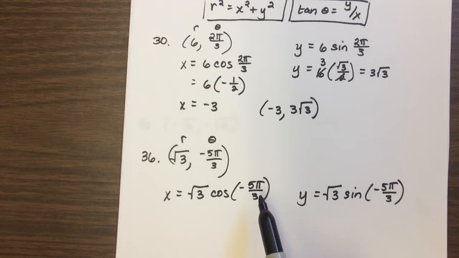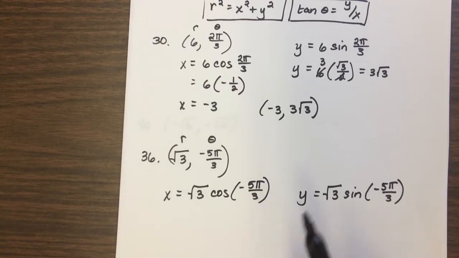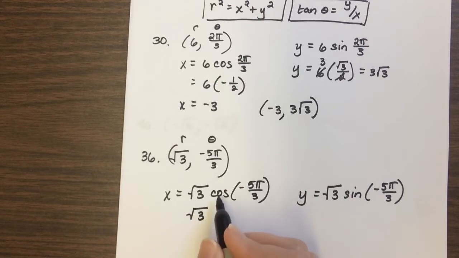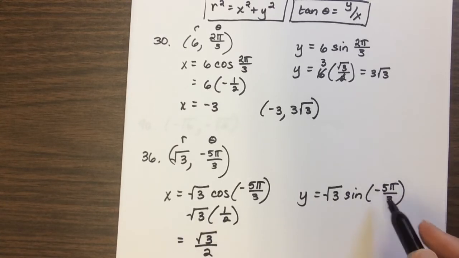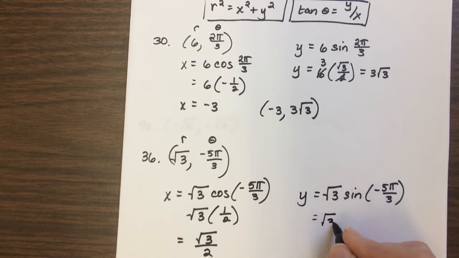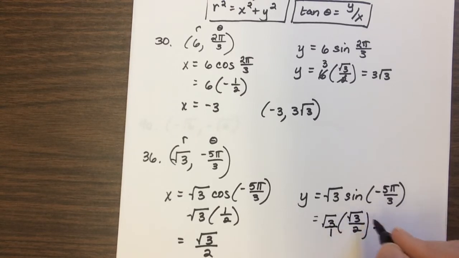So I'm visualizing this and thinking I'm going clockwise this direction, and if I went all the way around negative 5 pi over 3, I'd actually end up at pi over 3, or 60 degrees. This is negative 300 degrees, which is the same thing as 60 degrees positive. Alright, so I'm looking at square root of 3 times the cosine of 60 degrees, which is 1/2. So that's just going to equal square root of 3 over 2. And then here, same thing, the sine of 60 degrees, so I've got the square root of 3 times the square root of 3 over 2, which is, when I multiply the numerator times the numerator, that's just going to be 3 halves.